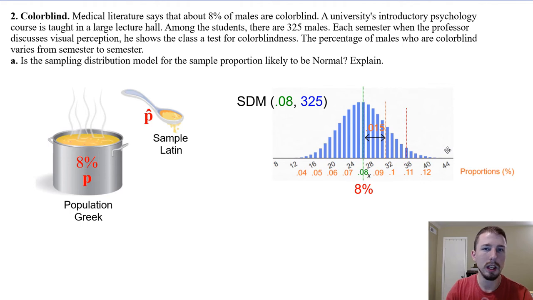What's unique about this question is that we know the true proportion. We believe it's about 8%. So if we assume that the true proportion is 8%, the population is like the whole pot. Of all the people in the world, 8% of males are colorblind. That would be like knowing from the manufacturer what percent of all M&Ms are yellow. Let's say it's 8% or something like that.